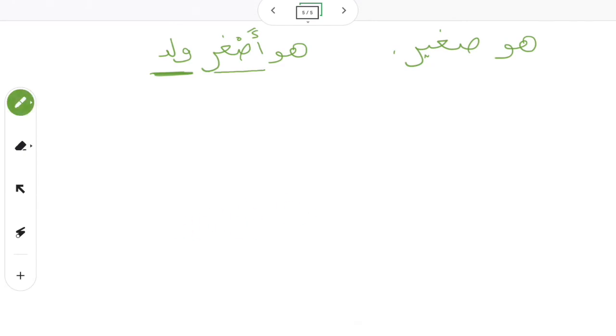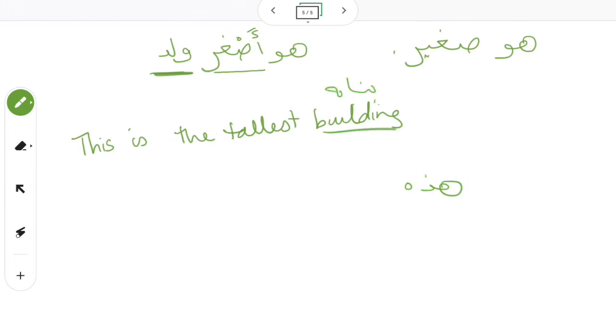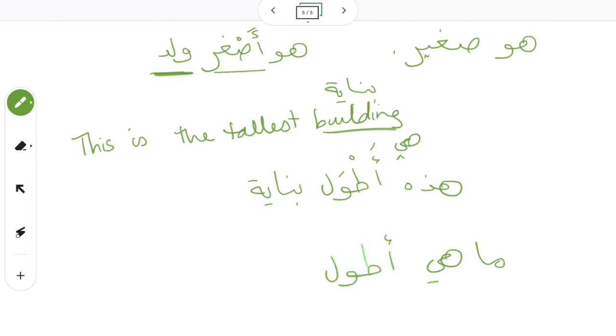Okay. So what if I wanted to use any of those words in a sentence? If I want to say, this is the tallest building. So we have هذه, because we're talking about building, and building is binaya, and binaya is feminine. هذه أطول بناية. Or you can say هذه هي if you want. If we did it as a question, we would say ما هي أطول بناية, what's the tallest building في العالم, in the world. ما هي أطول بناية في العالم.